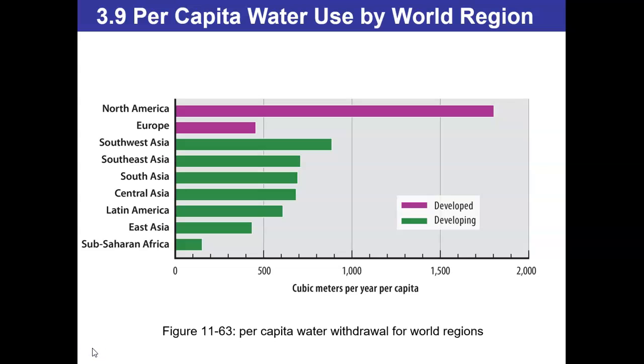Take a look at figure 11-63, looking at per capita water withdrawal for world regions. North America has the world's highest per capita consumption of water, more than 3 times the worldwide average. This is primarily because of agriculture rather than industry.